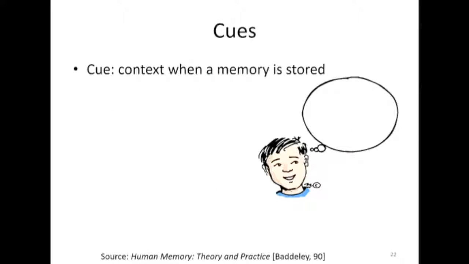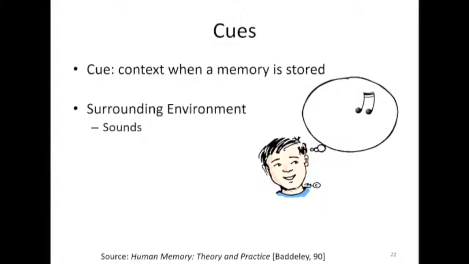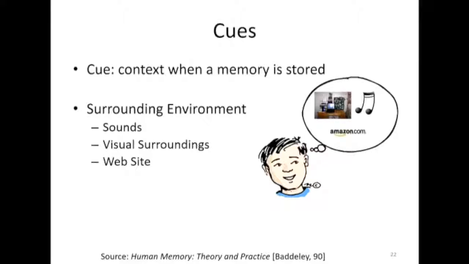So when we talk about memory, in human memory, it's important to think about cues. What was the context when a memory was created and stored in the human brain? The context includes the surrounding environment when a new secret is memorized. That might include sounds, what you're hearing around you. It might include your visual surroundings. Maybe you're sitting at your desk when you're creating a new password. And it might involve the website that you're sitting in front of. Probably just a text box with the label password.